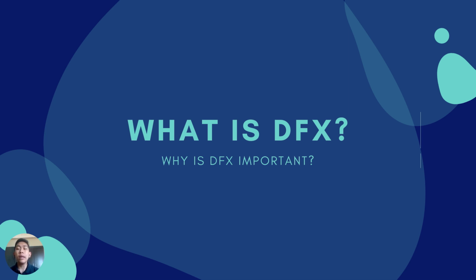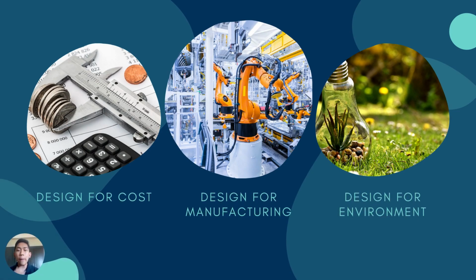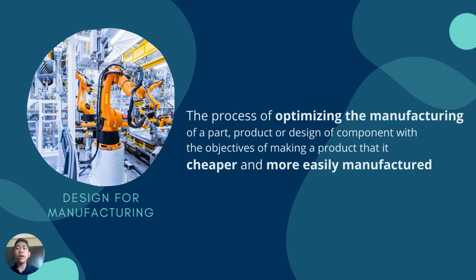So Design for X can be split into 3. We have design for cost, design for manufacturing, and design for environment. And as for UMW Aero, the developed product is a design for manufacturing. So let's see, what is design for manufacturing? So the process of optimizing the manufacturing of a part, product, or design of a component with the objective of making a product that is cheaper and more easily manufactured. So there's 3 things that is highlighted: optimizing the manufacturing to cheaper and more easily manufactured product.